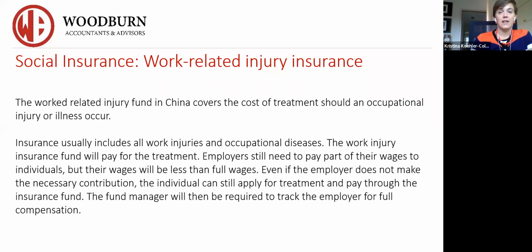The next one is the work-related injury insurance. Now, the work-related injury fund in China covers the cost of treatment should an occupational injury or an illness occur on the premises of the company or in the time allocated for working. In addition, employees working under certain weather conditions will also receive certain allowances. For example, in heat waves, if you are required to work on a production site or on a construction site, and the weather is over 50 degrees, you will be given allowances as well through this type of insurance.